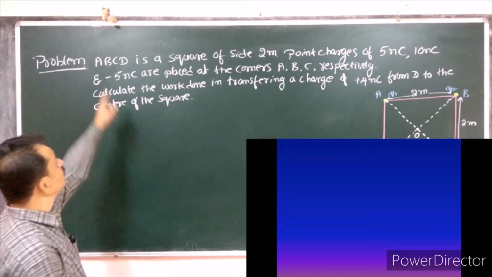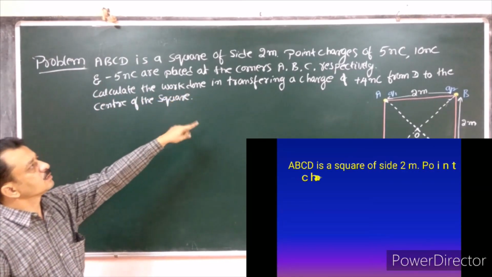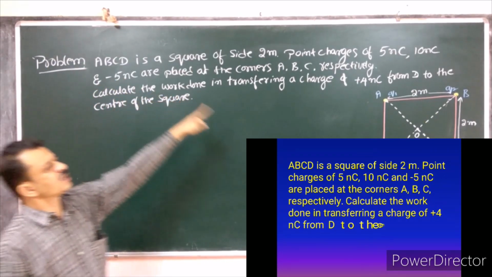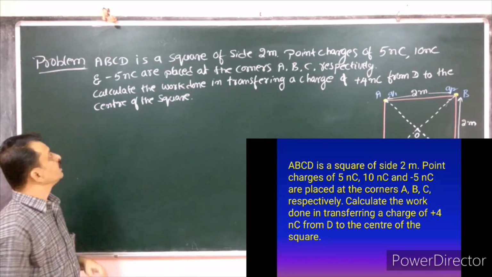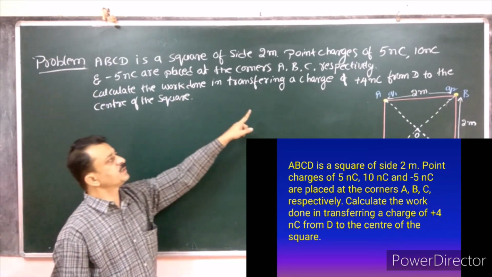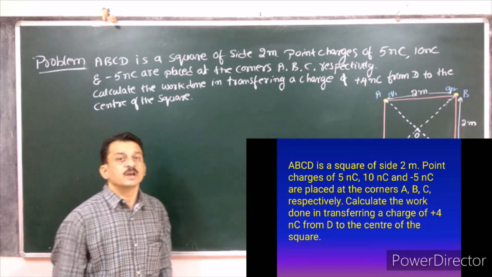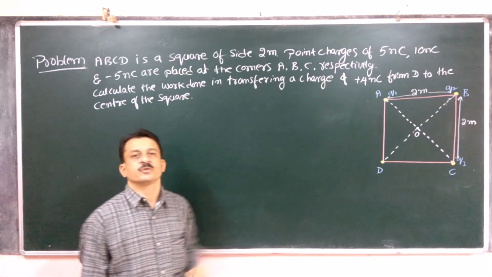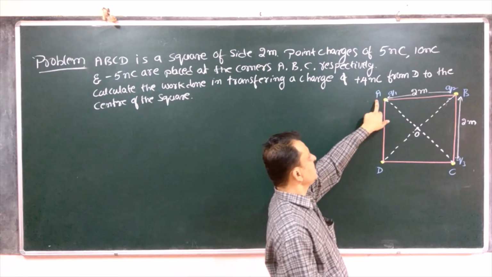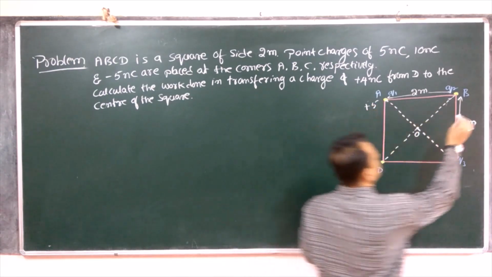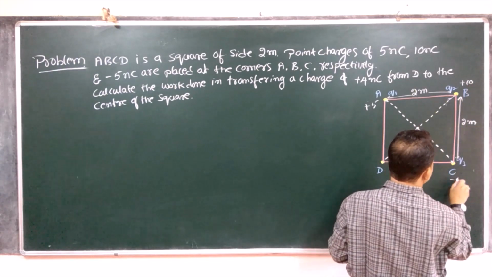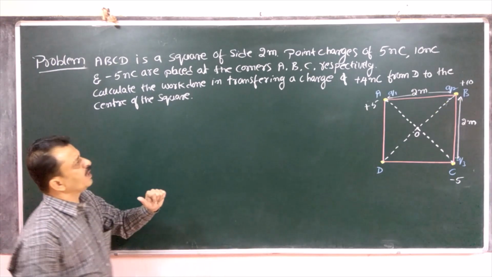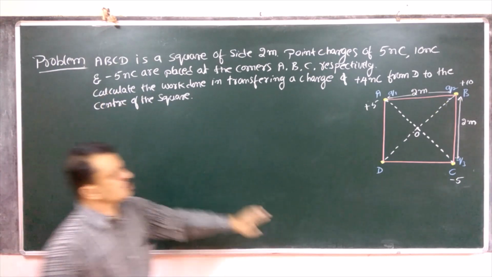Next problem. ABCD is a square of side 2 meter. Point charges of 5 nanocoulomb, 10 nanocoulomb, and minus 5 nanocoulomb are placed at the corners A, B, C respectively. Calculate the work done in transferring a charge of plus 4 nanocoulomb from point D to the center of the square. So three charges are given: plus 5 nanocoulomb here, plus 10 nanocoulomb here, and minus 5 nanocoulomb here.